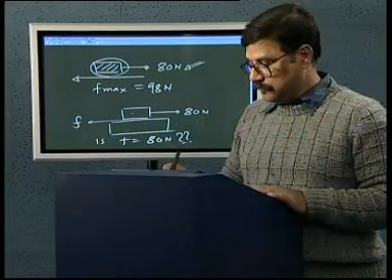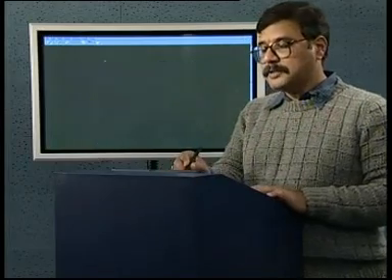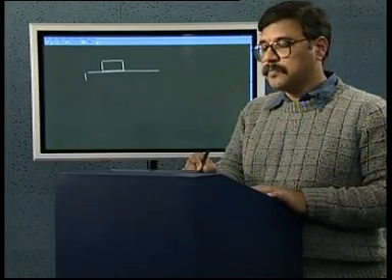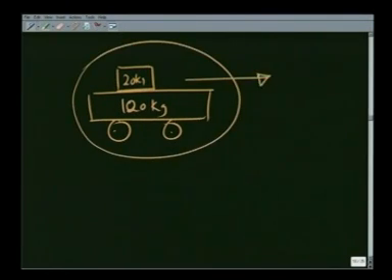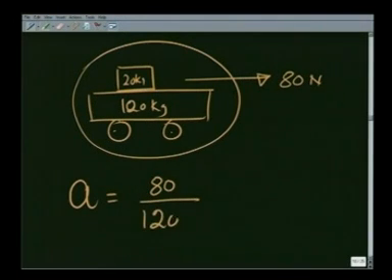You can see it in two ways. First, if I consider the trolley and the mass, 100 kg together, then on this entire system there is a net force of 80 newtons. There is no relative acceleration, they are moving together, and therefore their acceleration together is going to be 80 divided by 120, newtons over kgs, which is 2/3 meters per second square.